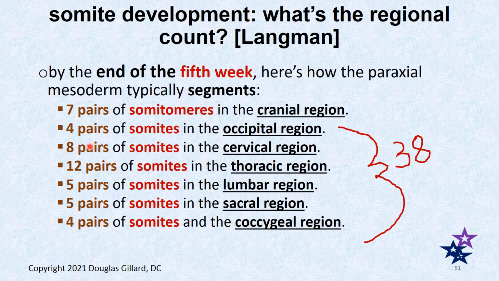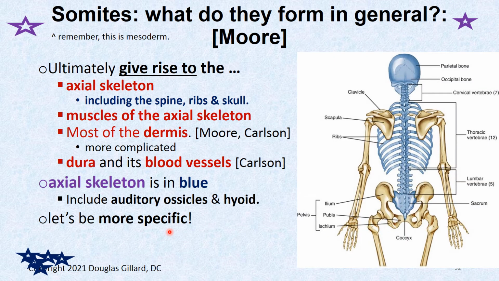Bottom line is we have 4 pairs of occipital somites. We have 8 pairs of cervical somites, which match the 8 spinal nerves. We have 12 pairs of thoracic, which match the 12 pairs of spinal nerves. 5 lumbar, 5 sacral, 4 coccygeal. Hey, that matches the spinal nerves, doesn't it? Except coccygeal, there's only 1 coccygeal nerve. Remember, the remnants of that is in the filum terminale. The remnants of those other 3 make up the filum terminale.